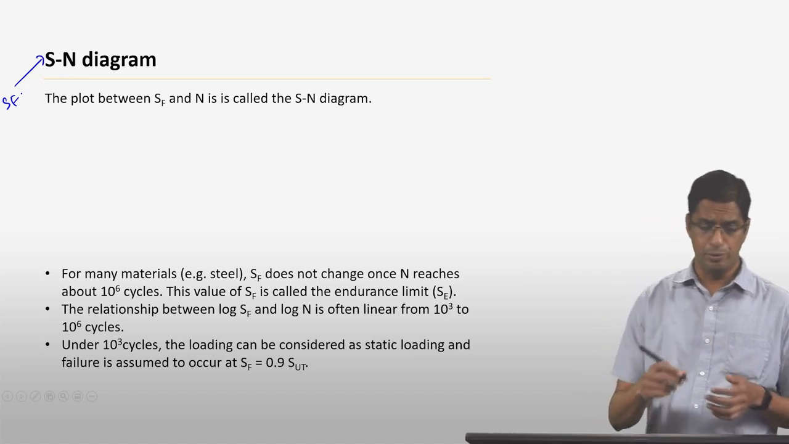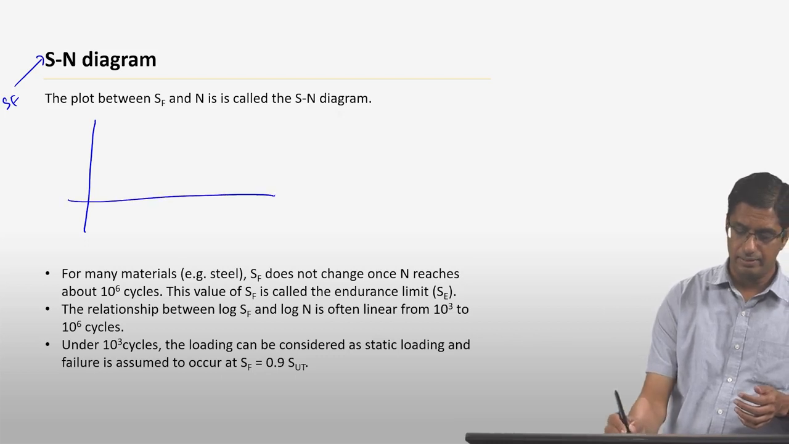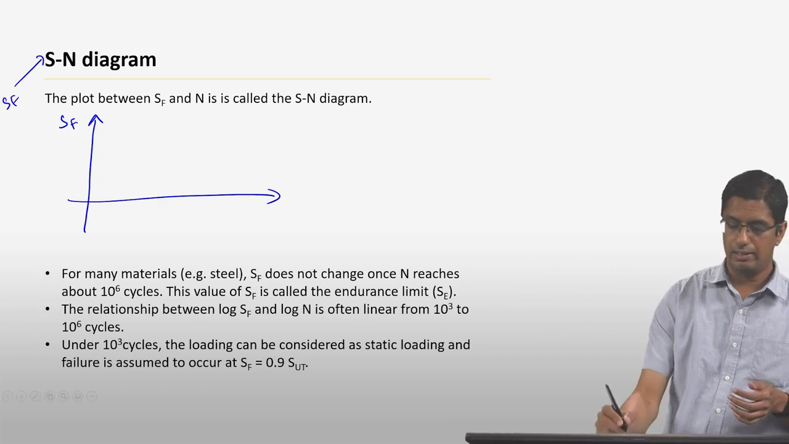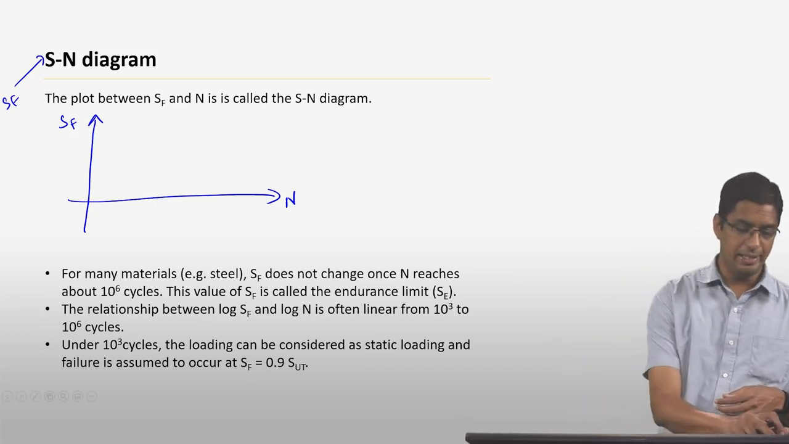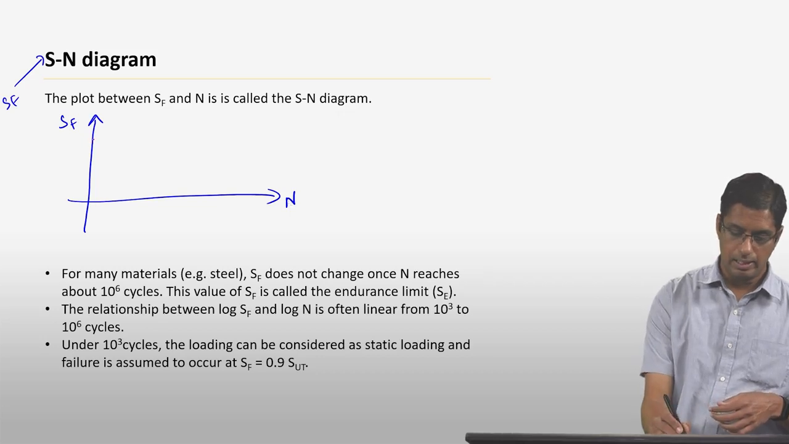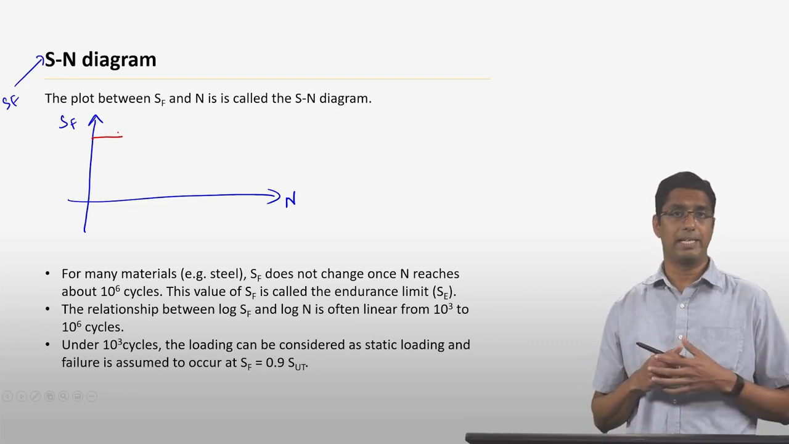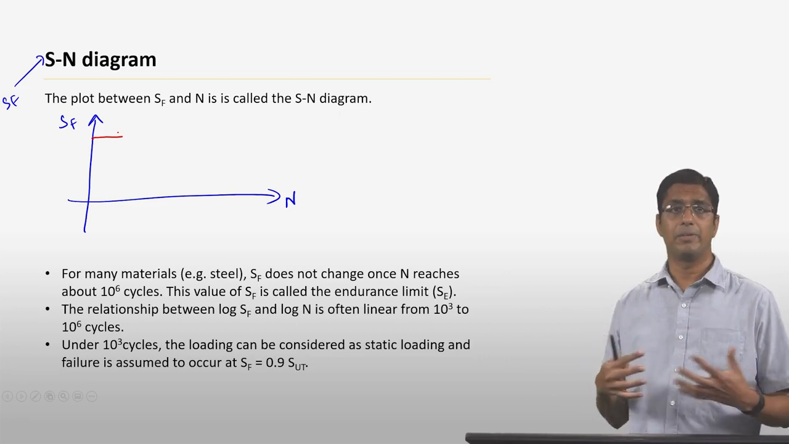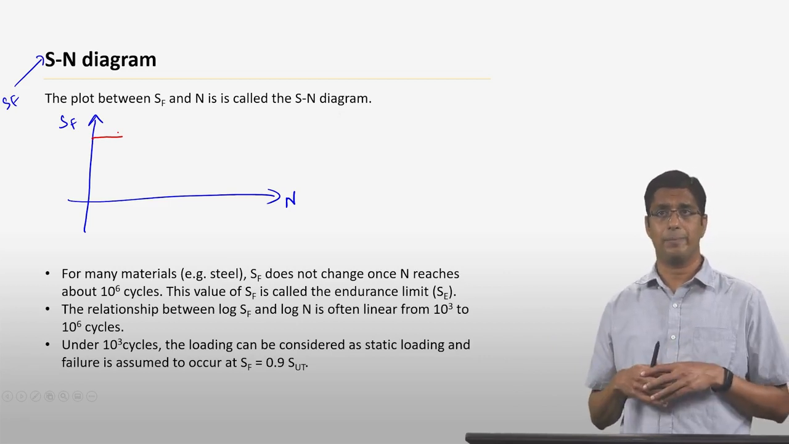And typically, if you make a plot between SF and N, so this is your fatigue strength, and this is the number of cycles to failure, what you see is that initially the fatigue strength is more or less independent of N. Okay, so whether you cycle something for 10 cycles or 20 cycles or 50 cycles, the amount of stress that you have to put in to make it fail is more or less constant.